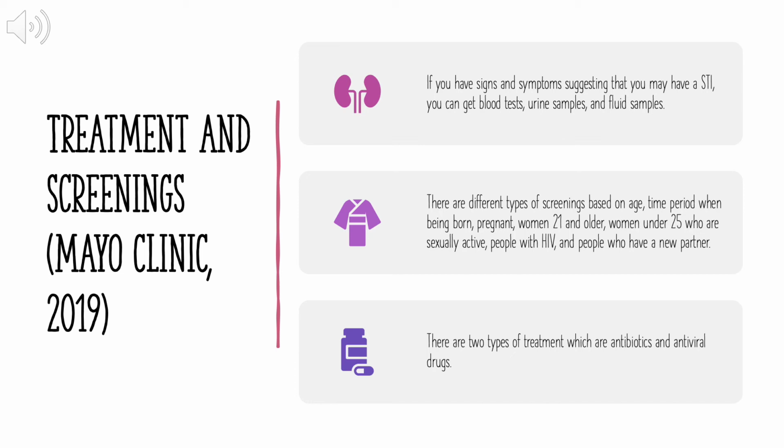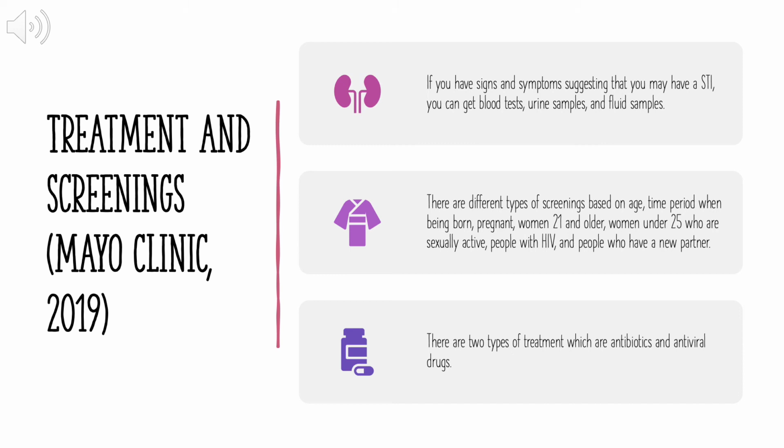And there are two types of treatment. You can do antibiotics and antiviral drugs. Sexually transmitted infections are curable if you catch them at the right stages. If they get really, really bad, it's a little harder to get rid of. But like herpes and stuff like that, that's a lifetime thing. It's really hard to cure that.